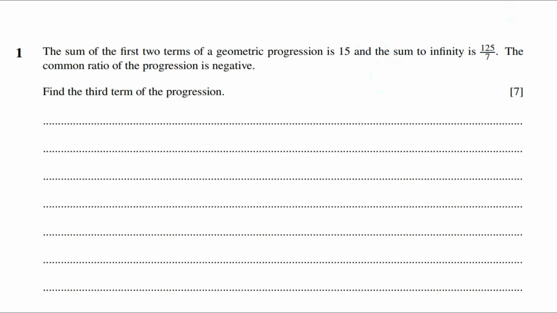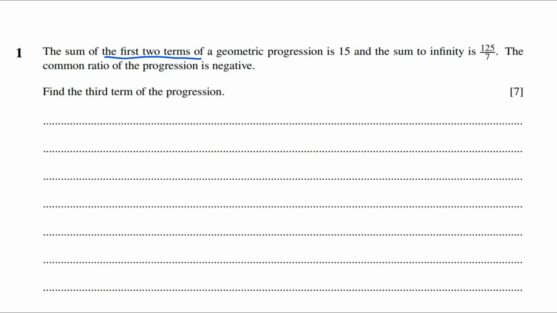The first question is: the sum of the first two terms of a geometric progression is 15 and the sum to infinity is 125 over 7. The common ratio of the progression is negative. The common ratio is R, so here it is given R is negative. Find the third term of the progression. So the sum of the first two terms is given.